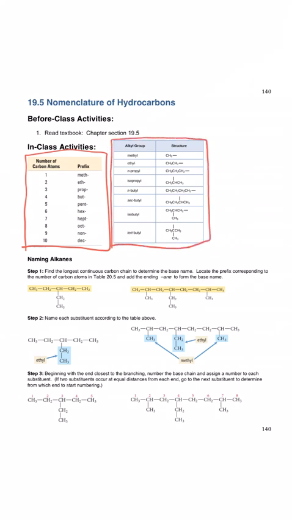Okay, so here are the names of the alkyl groups and these are the structures. We are going to use these two tables to help us name hydrocarbons. Let's start with step 1. Step 1, we are going to consider the molecule on the left first. Before you name the alkane, you first will need to find the longest continuous carbon chain.